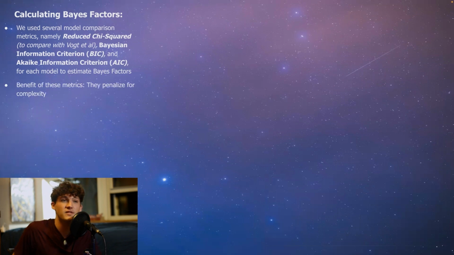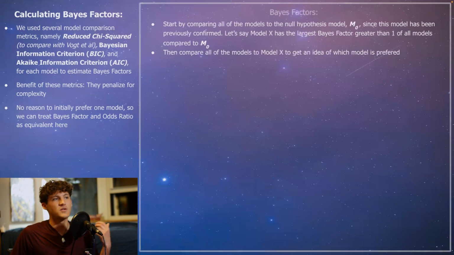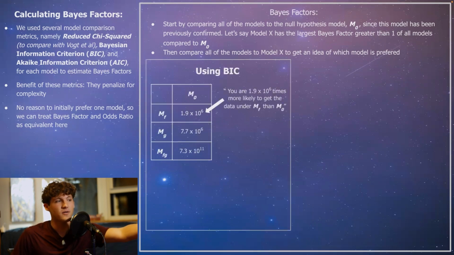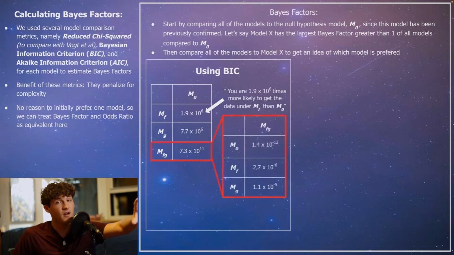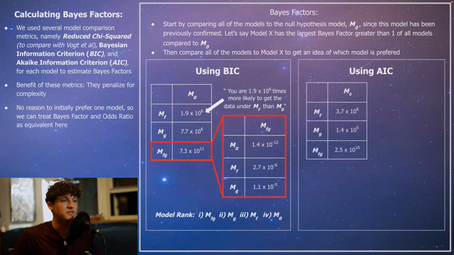The benefit of these metrics is that they penalize for complexity. And there's no reason to prefer one model over another, so we can assume that the base factor is equivalent to the odds ratio. So the premise of this is that we will start by looking at the null model, which is model 0, and compare all the other models to it. And then, in this case, model FG performs best. So we compare all the other models to that one. And as you can see, the base factors are all less than 1 in this case, meaning that model FG is preferred. It's a similar story for the AIC, as you can see.